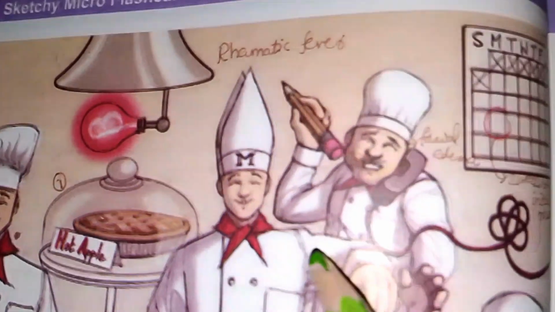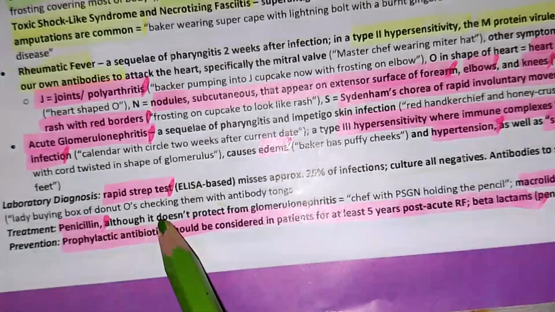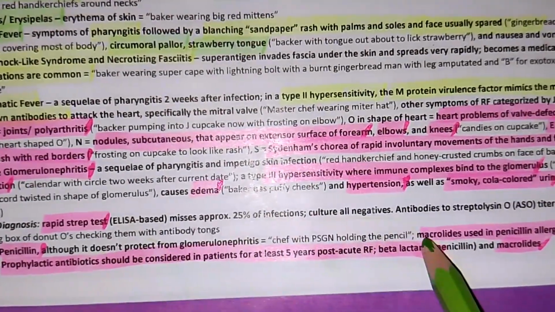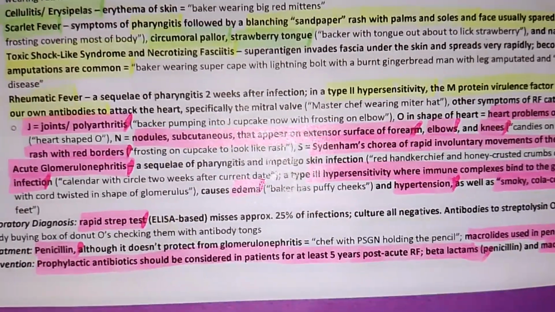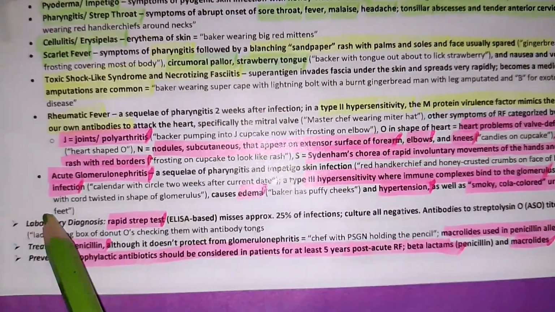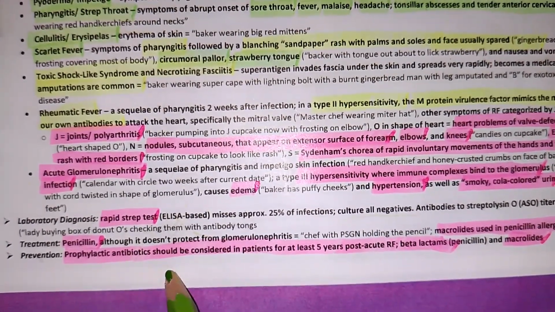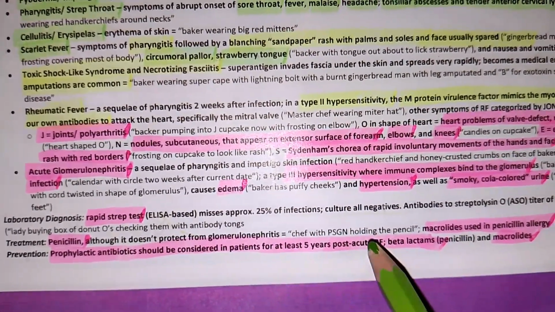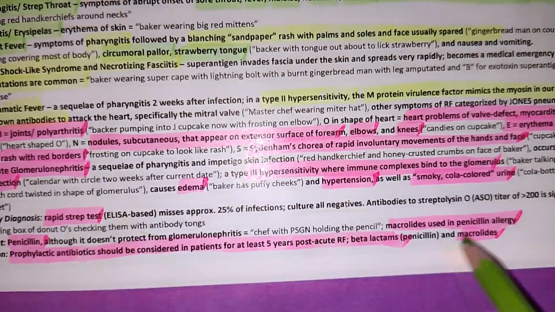How it is represented, that this chef is carrying a pencil, so it can be treated by the penicillin. However, macrolides are used in the patients who have the penicillin allergy. See the prevention from the Streptococcus pyogenes. For this we have the prophylactic antibiotics that should be considered in patients for at least 5 years post acute RF, beta lactam, penicillin and macrolides.